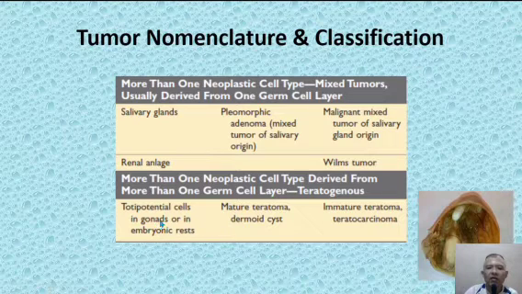Okay, usually from the ovary. You have a mature teratoma and the immature teratoma. So here we see different tissues. You have hair, you have teeth, you have thyroid tissues.